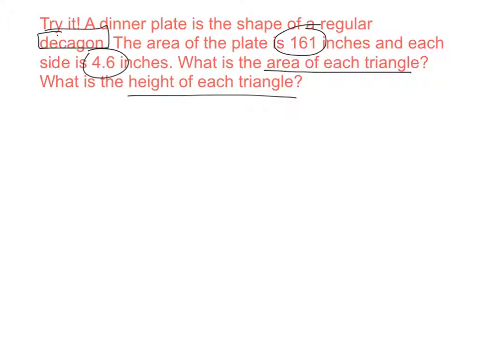Okay. If I have a decagon, 1, 2, 3, 4, 5, 6, 7, 8, 9, 10. We'll say that's a perfect decagon. It's definitely not. Okay? And the area of this whole shape equals 161 inches. They told us the area of the whole shape. Now, I know that a decagon has 10 sides, and each of these sides is 4.6 inches. So if I cut this into 10 triangles, imagine I cut this into 10 triangles.